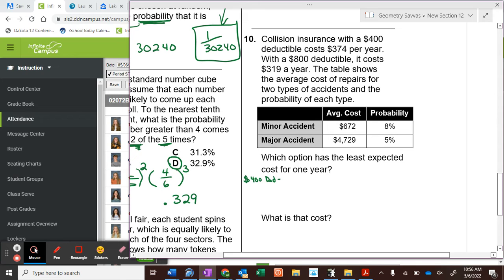So, on the $400 deductible, how much does that cost you, no matter if you have an accident or not? $374. Plus, there's a probability you might get in an accident. If you get in an accident costing $672, how much would you pay? You would pay your $400 deductible, right? And then the insurance company would pay the rest. Well, there's an 8% chance of that happening.